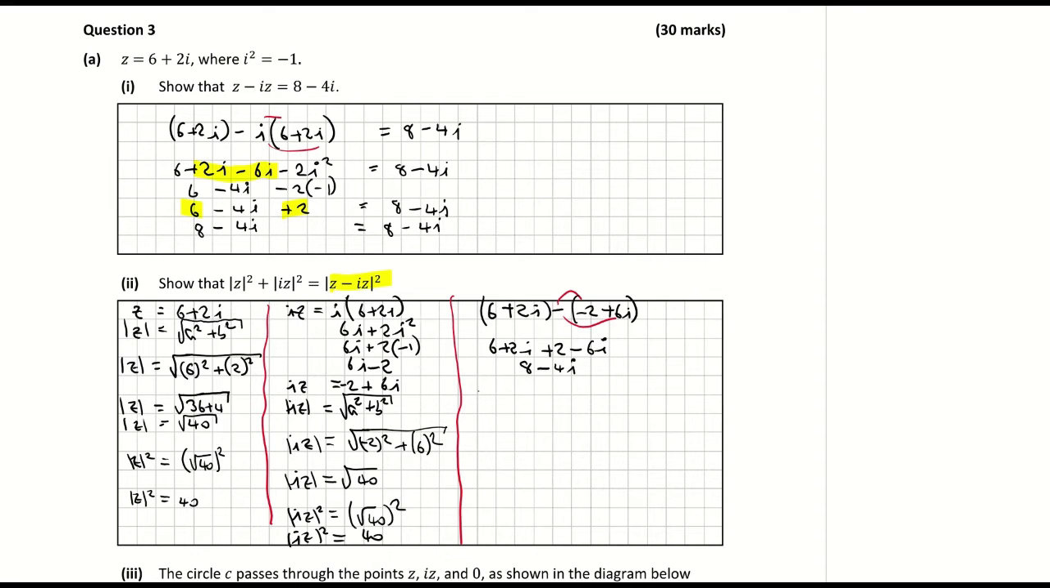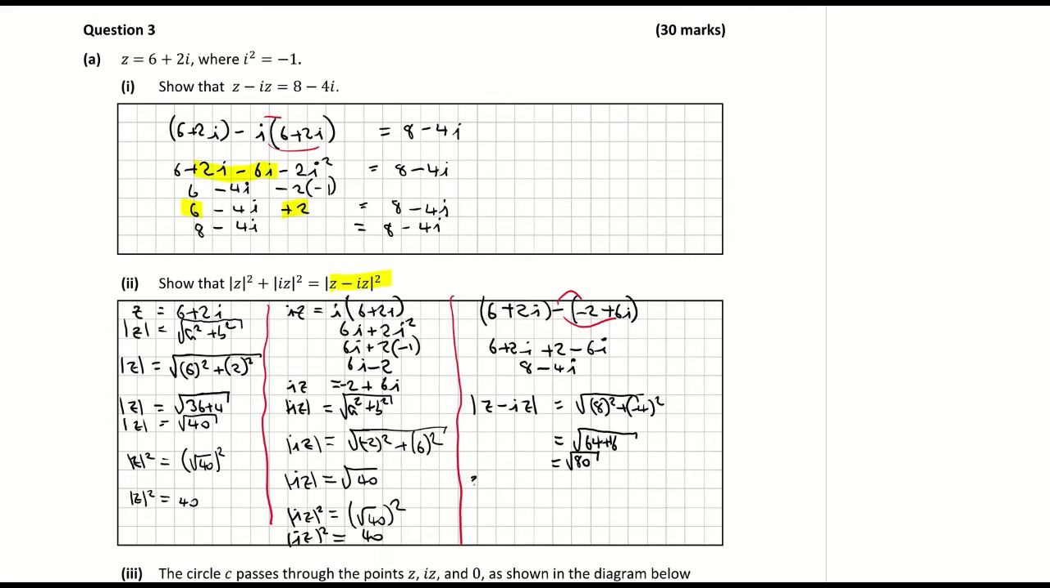And I now need to find the modulus of that. So it's z minus iz, all squared. That's giving me the square root of a, which is 8 squared, plus b, which is minus 4, squared. Let's just get rid of that square there for a second. We'll worry about that in a minute. That's giving me 64 plus 16, which is the square root of 80.